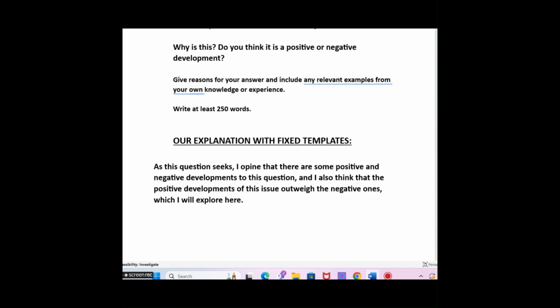fixed introduction. Okay, as this question seeks, I opine that, I give my opinion, that there are some positive and negative developments to this question, and I also think that the positive developments of this question or this issue outnumber the negative ones, which I will explore here, discuss in detail or discuss deeply. This is the meaning of explore here. Learn it and write as it is.